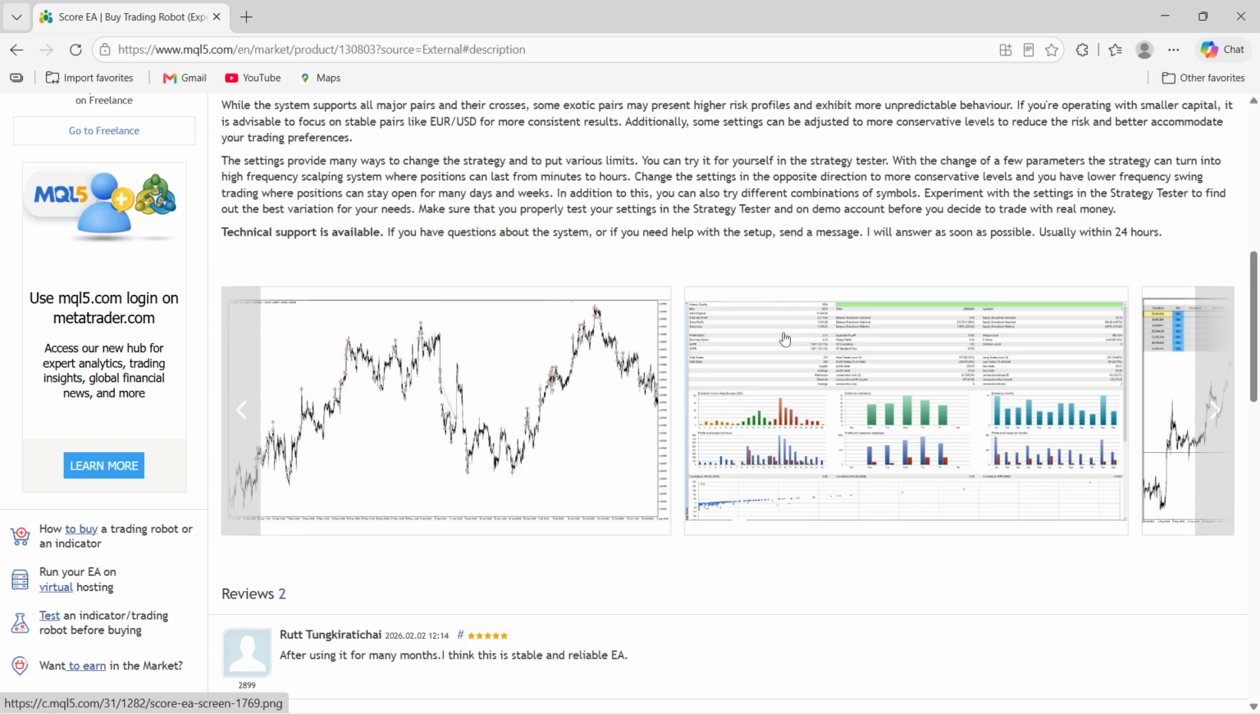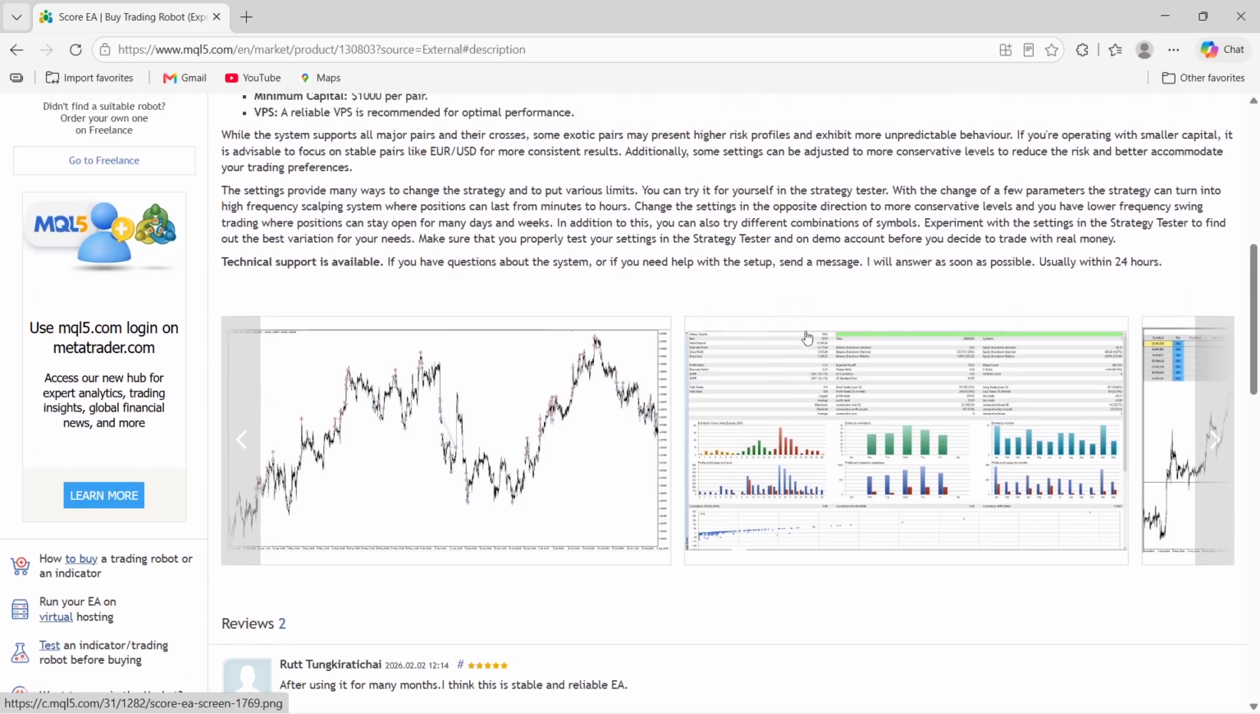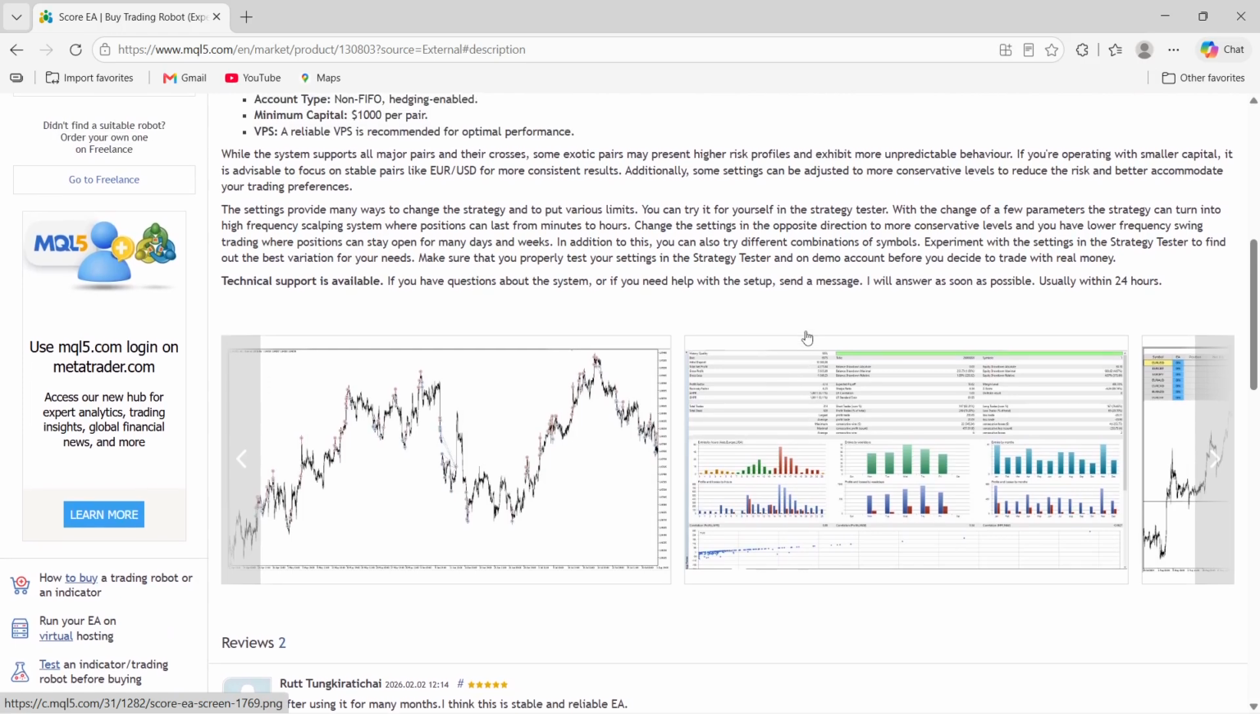So my honest take: interesting concepts. The numbers are more realistic than most hyped bots, but it's still subject to the usual risks: over-optimization, regime change, and broker execution.